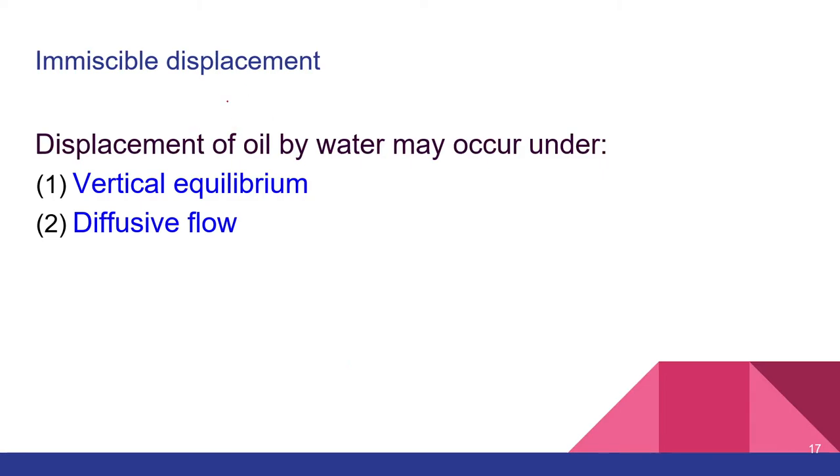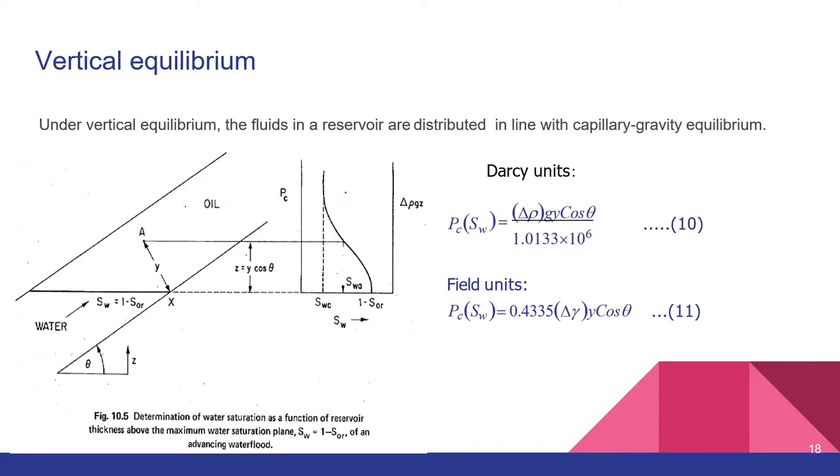In immiscible displacement, displacement of oil by water may occur under two conditions: vertical equilibrium or diffusive flow. First, we will learn about vertical equilibrium. Under vertical equilibrium, the fluid in the reservoir will distribute in line with capillary-gravity equilibrium.